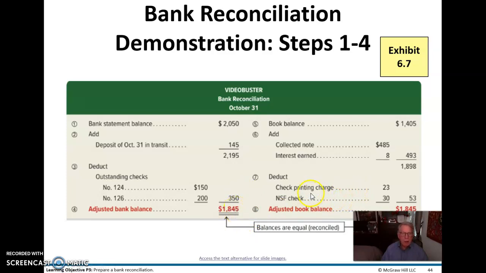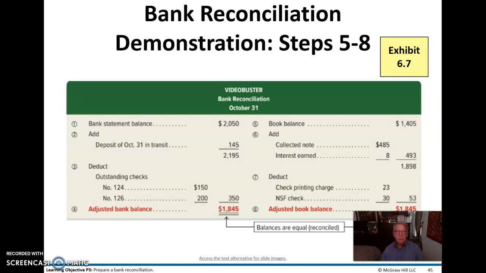On the book side, the bank collected a note for us for $485. We got that from the bank statement. We earned that $8 of interest. So those are pluses to the book side. And then we have some expense for check printing and a customer that bounced a check to us. And as you see, the two items reconcile. But we do need to process adjusting entries for the book balance entries there, not the bank balance entries.